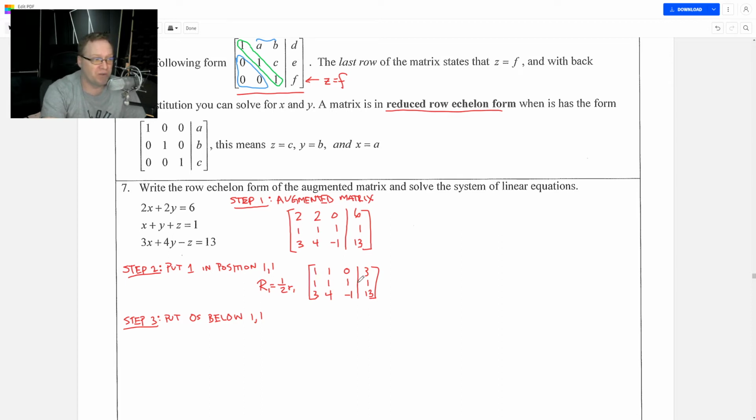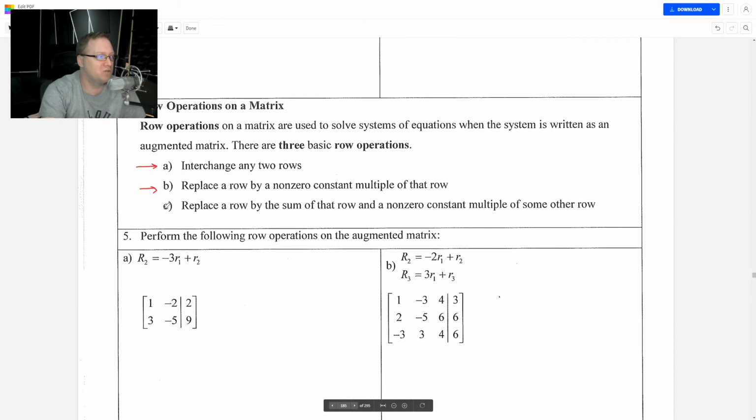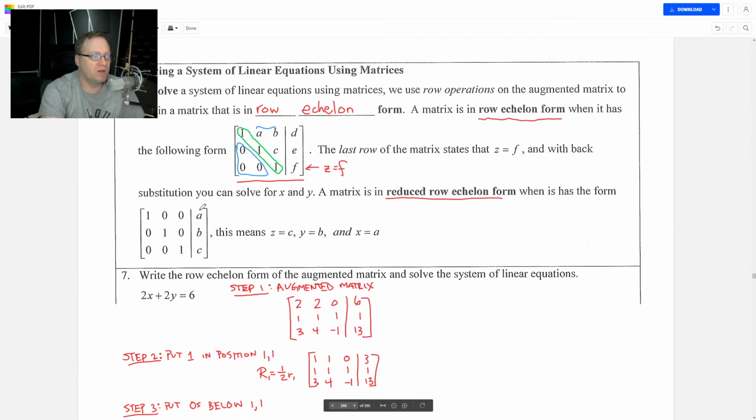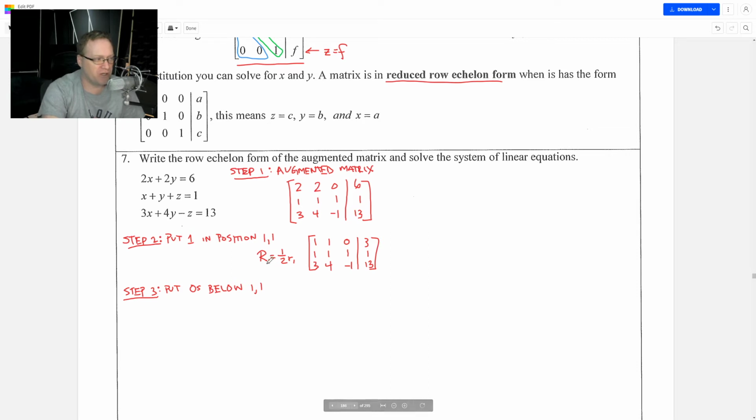There is no number that we can multiply by 1 to make it equal 0. The only one that we can use is 0, but that's against the rules of row operations. We can't use 0. All right? So we can't do that one. So we have to use this third row operation. Now, remember, the third row operation is what we practiced on Friday. It's where we take a row, we multiply some other row by a number, and then add it to this row. All right? So that's what we're going to do here.